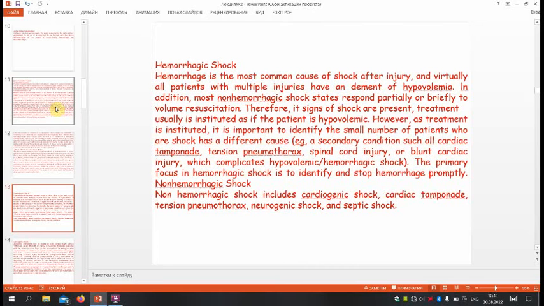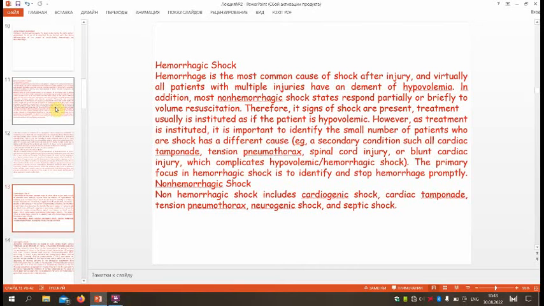However, as treatment is instituted, it's important to identify the small number of patients whose shock has a different cause. Secondary conditions such as cardiac tamponade, tension pneumothorax, spinal cord injury, or blunt cardiac injury may complicate hypovolemic hemorrhagic shock. The primary focus in hemorrhagic shock is to identify and stop hemorrhage promptly.